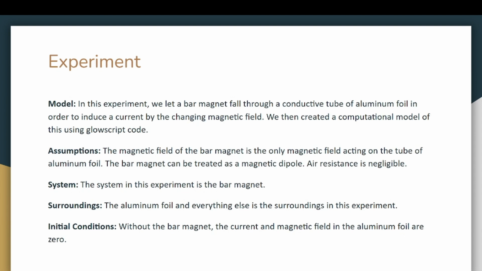So in this experiment, we let a bar magnet fall through a conductive tube of aluminum foil in order to induce a current by changing the magnetic field. We then created a computational model of this using GlowScript. We assumed that the magnetic field of the bar magnet is the only magnetic field acting on the tube of aluminum foil, the bar magnet can be treated as a magnetic dipole, and air resistance is negligible. The system is the bar magnet and the surroundings are the aluminum foil and everything else. Initial conditions are that the current and magnetic field of the aluminum foil are 0.